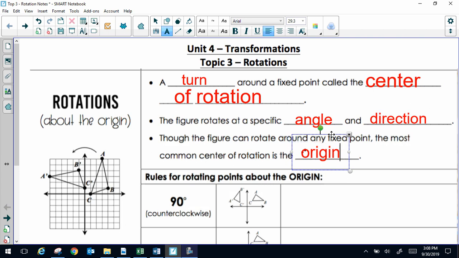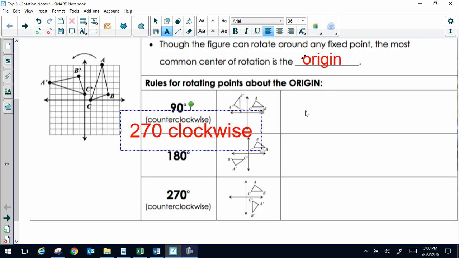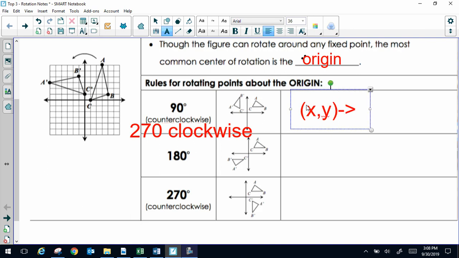So, when we are rotating 90 degrees counterclockwise, that means we're going to rotate to the left. That's the same as 270 clockwise. And when we do that, there's a rule that says we take the original x comma y and we switch them, but make the y negative, just like that.